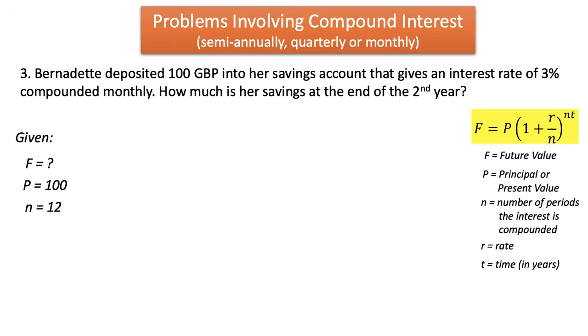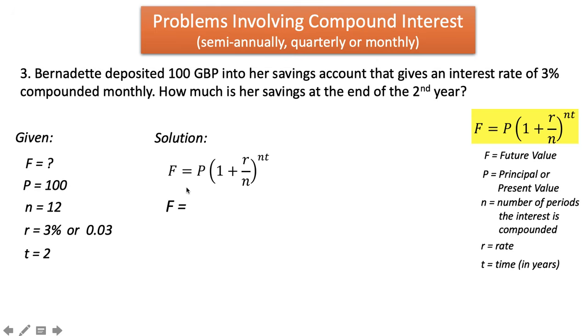So it means every month, Bernadette will be receiving an interest. So since there are 12 months in a year, our N is 12. Our rate is 3%. That is 0.03, and our T is 2. Okay, so write the formula and substitute the given. Our principal is 100. Write down 1. Our R is 0.03. Our N is 12 monthly for 2 years.